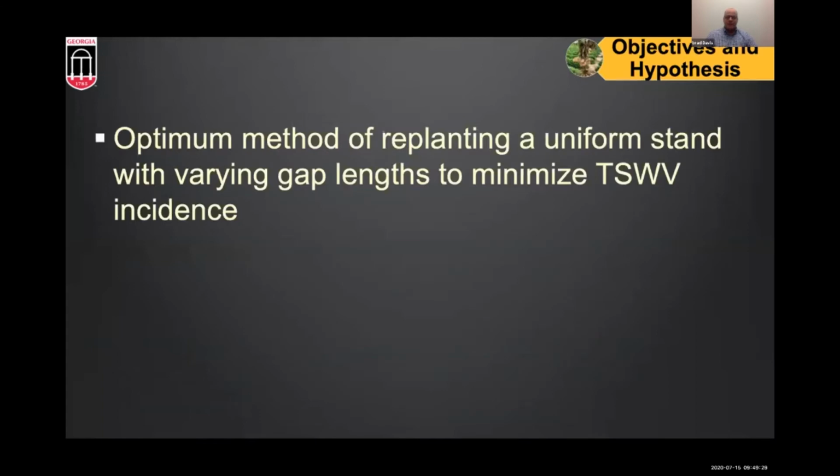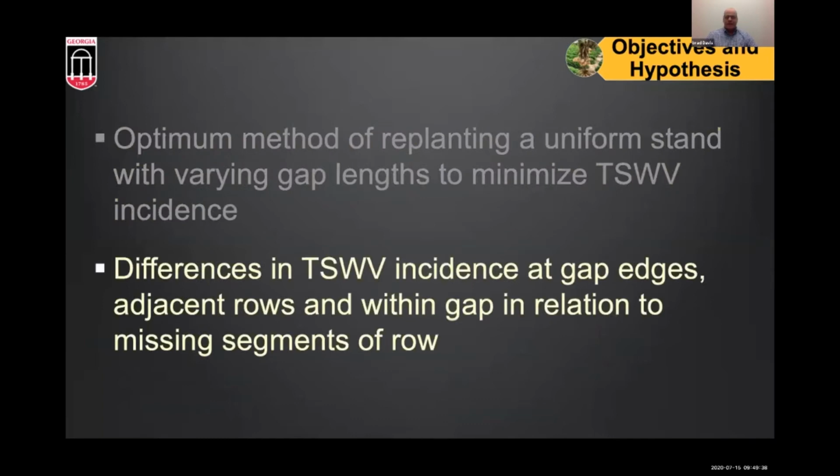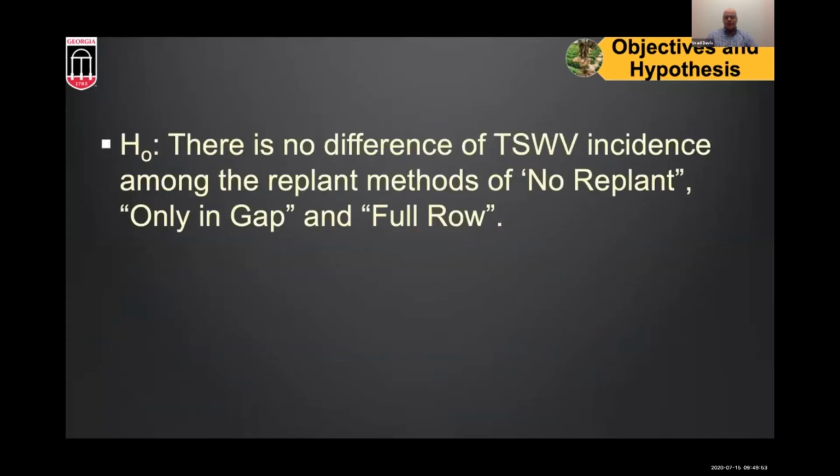The first objective is to identify the optimal method of replanting in a uniform stand with varying gap lengths to minimize TSWV incidence. And the second objective is to identify the differences in TSWV incidence at the gap edges, adjacent rows, and within the gaps in relation to the missing segments of the row. The hypothesis for the first objective is there is no difference of TSWV incidence among the replant methods of no replant, only in gap, and full row.